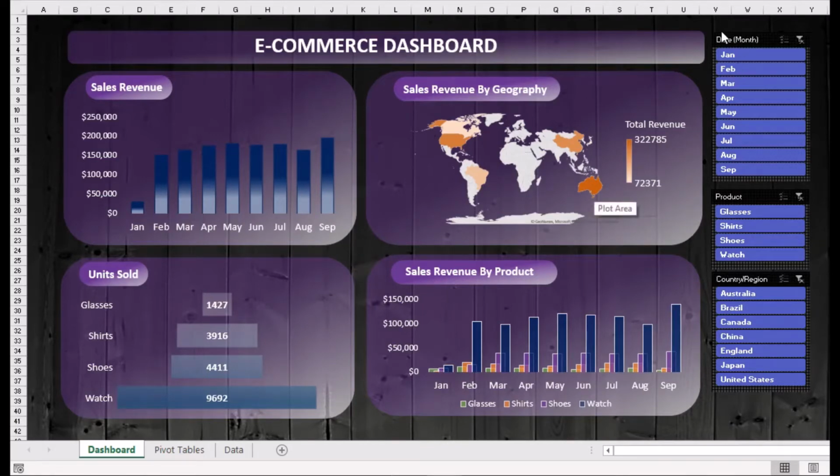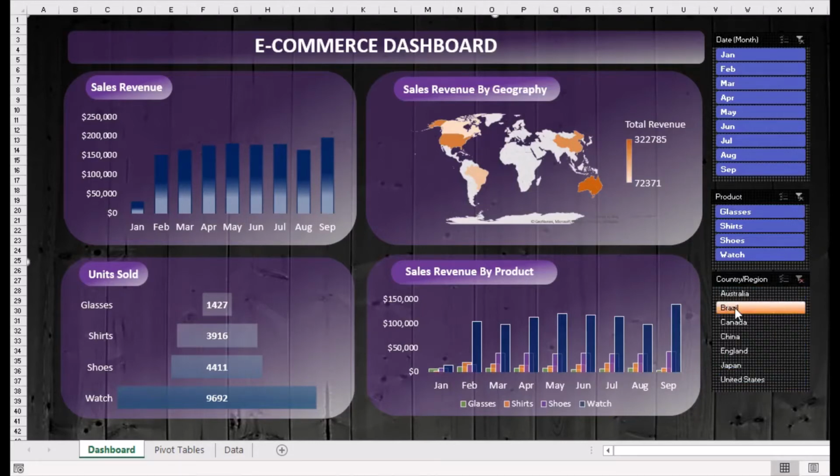And this section represents slices: date, product, country, region. By using these slices, we will control our dashboard and we will see our data in a very dynamic way. Now, for example, we want to know how many units we have sold to Brazil and what was the total sales revenue. So just click on it, Brazil.